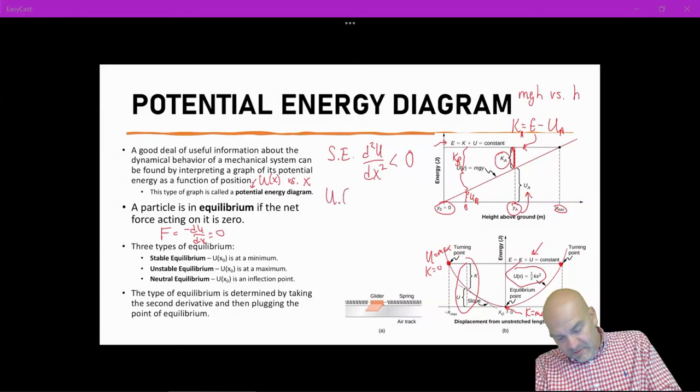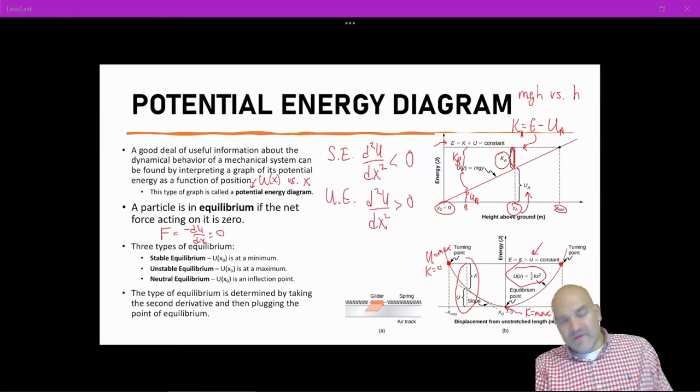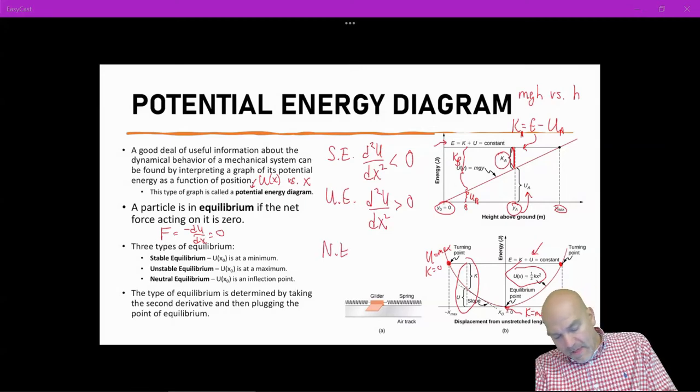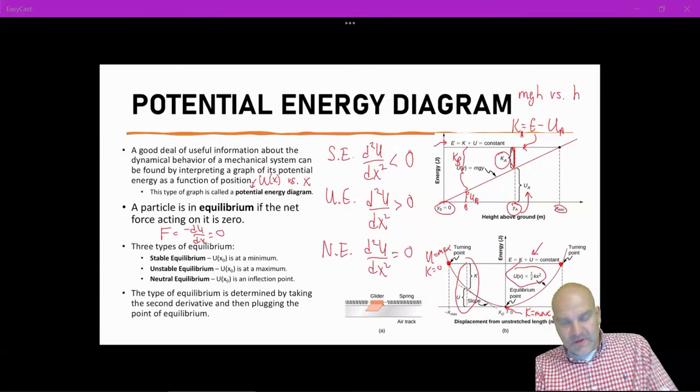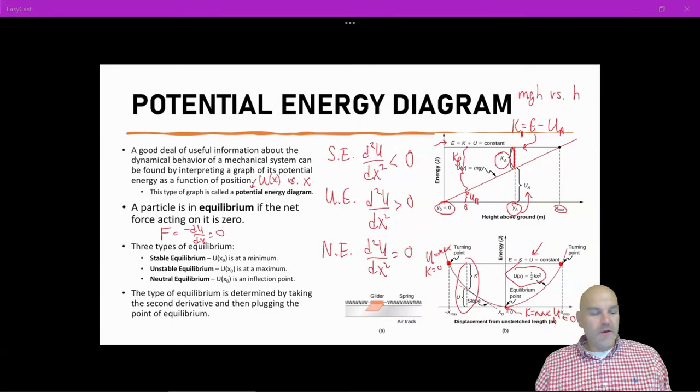When it's unstable equilibrium, it's going to be at a maximum, when the second derivative is greater than 0. And then neutral equilibrium, if that second derivative is equal to 0. So those are your 3 conditions for your equilibrium positions. Okay, so let's look at an example.